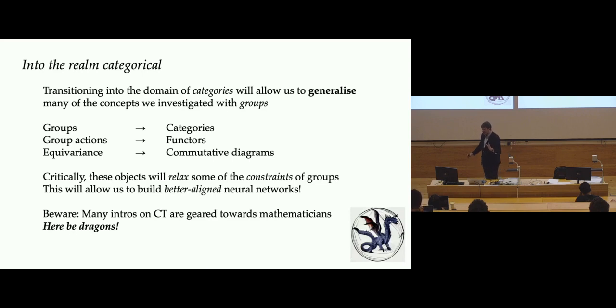Now, as we make the transition from the realm of groups and representations into the realm of categories, morphisms, and functors, we will see how a lot of the concepts we have seen in geometric deep learning can naturally generalize into corresponding concepts in the realm of category theory. Critically, they will basically just relax some of the constraints that we had on groups, and this will allow us to build better aligned neural networks, or more precisely aligned neural networks.